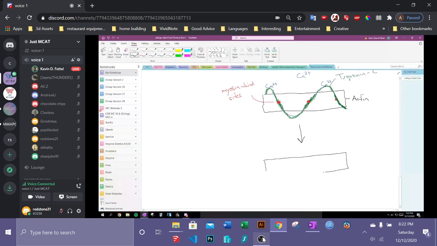Yeah, it moves the troponin, right? It shifts it so it exposes these red dots, these myosin binding sites, allowing for myosin to bind, hence myosin binding sites. Okay, so let's draw that out. So when calcium, Ca2+, binds, it exposes those myosin binding sites. So let me quickly draw that.